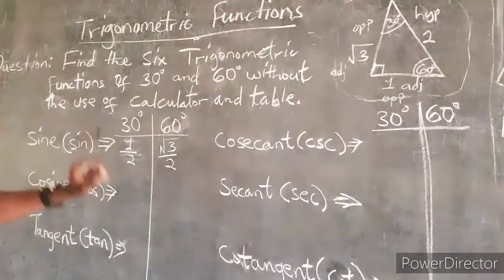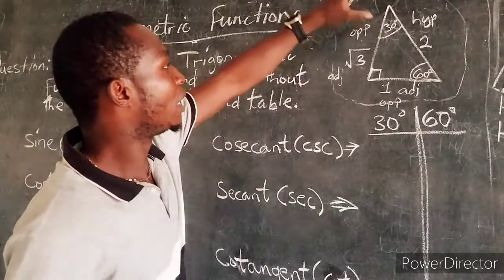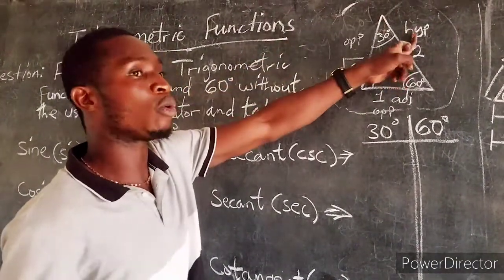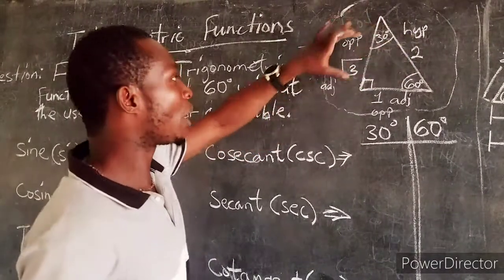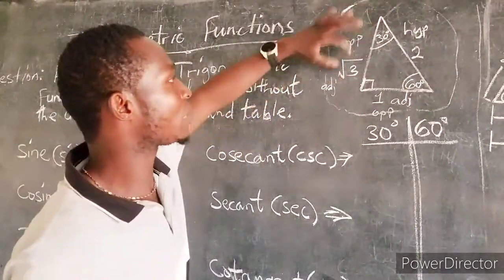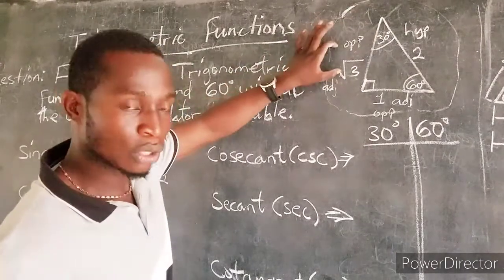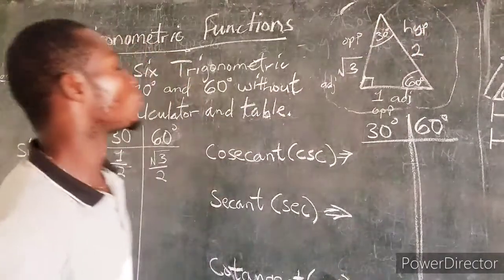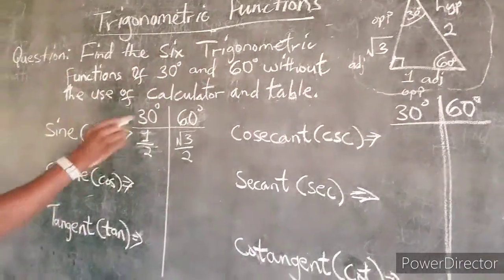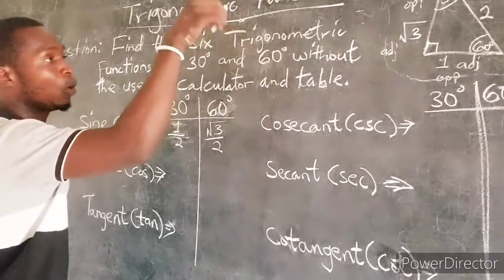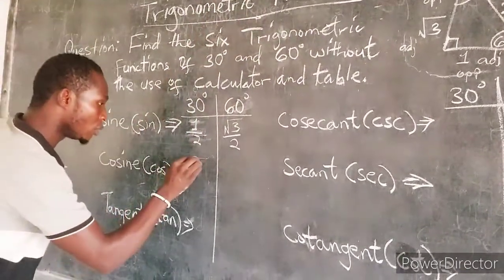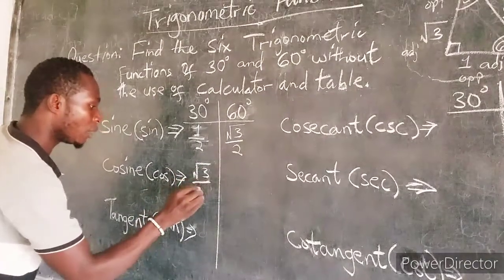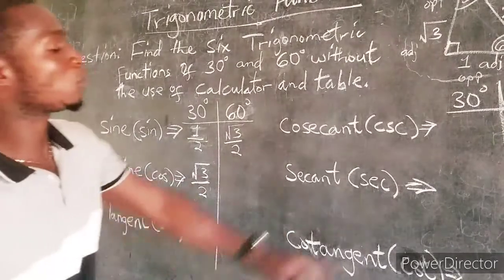So for cos 30 degree, cos is the adjacent, that's the side touching the angle 30 degree, divided by the hypotenuse. The adjacent side to 30 degree, the side touching 30 degree, is the square root of 3. So it would be the square root of 3 divided by 2. So cos 30 degree is the square root of 3 divided by 2.